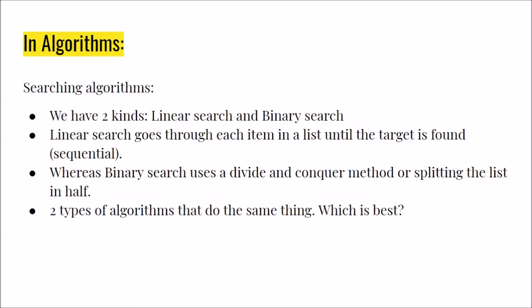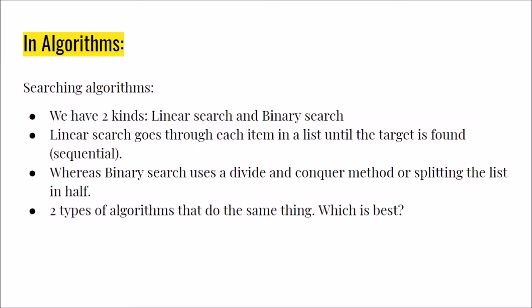So a bit more relating to computer science now with the algorithms. If we look at searching algorithms, if you haven't seen, there are two kinds, which are linear and binary search. I've done a video on that, so you can check that out. But linear search goes through each item in the list until the target is found. So this is a sequential process, whereas binary search uses divide and conquer, which is the method of splitting the list in half. If you remember decomposition, it's always best to split problems down into smaller, more manageable chunks.